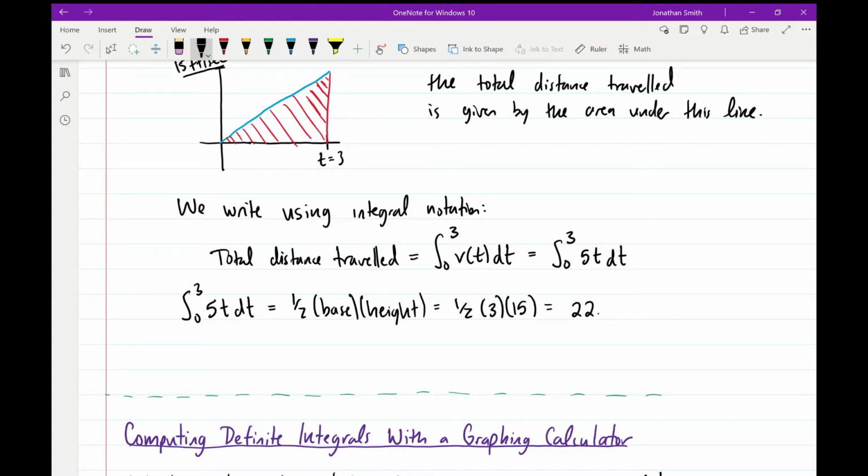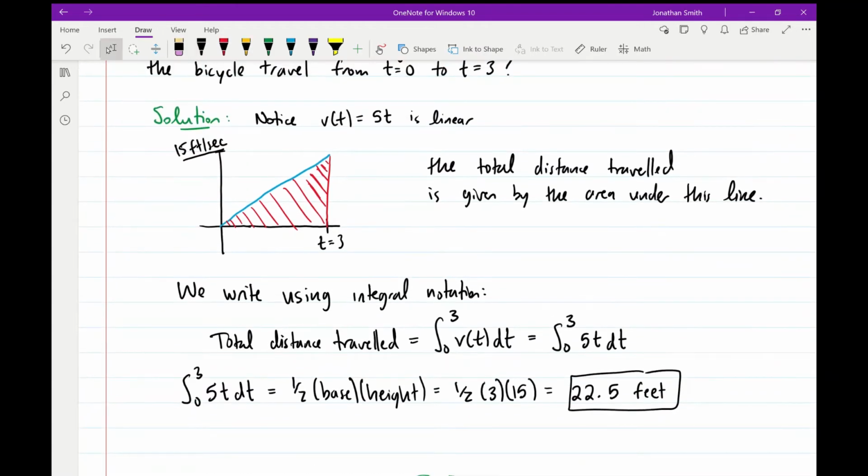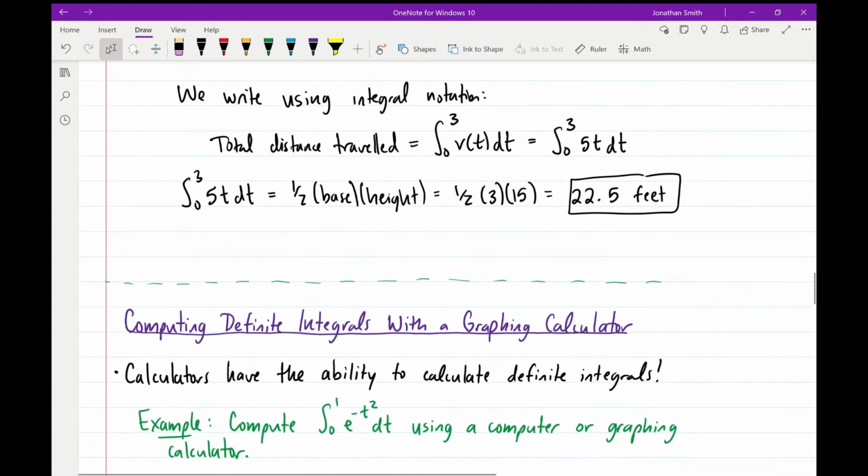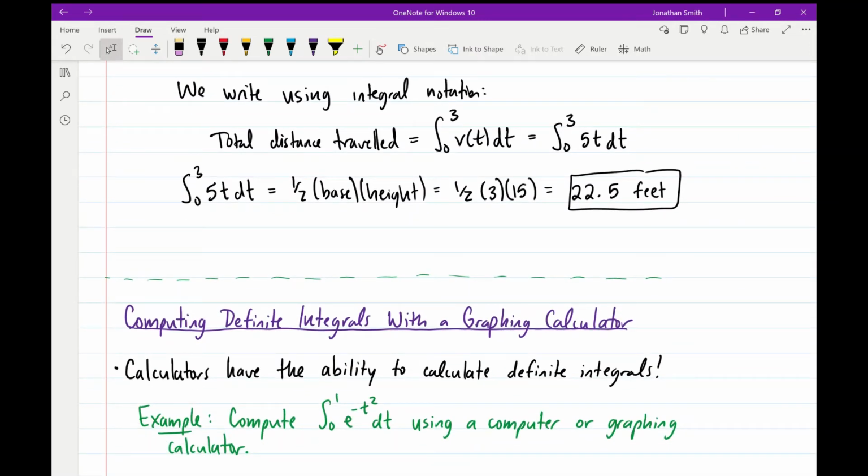And this will give us 22.5 feet. So in this very special circumstance, we can actually calculate the definite integral just by using some rules for area that we have from geometry, but that will generally not be the case. So we'll think about that more in the next sections.